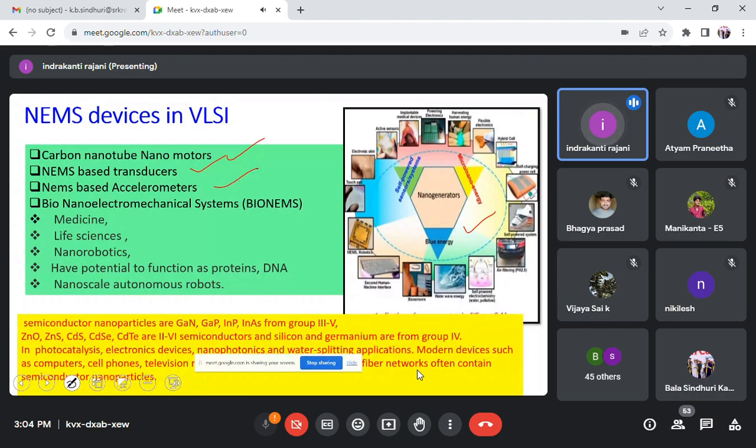And coming to bio-NEMS, it is one large area in medical device applications, used in medicine, life sciences, and nanorobotics, which have the potential to function as proteins, DNA, and nanoscale autonomous robots. I can show in this picture the nano generators. You can see how well they operate and how well they cover all the areas.